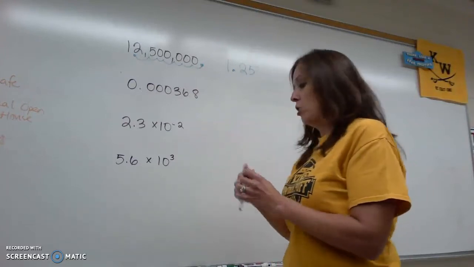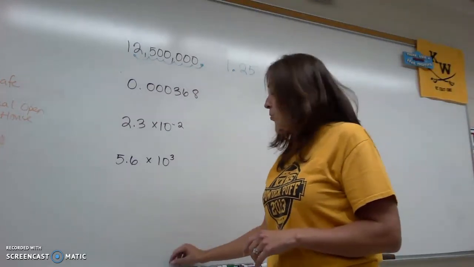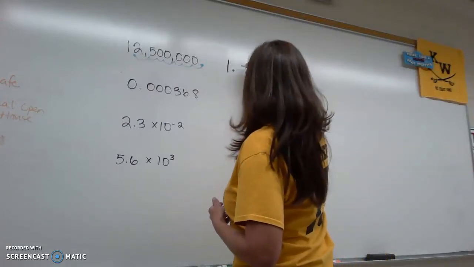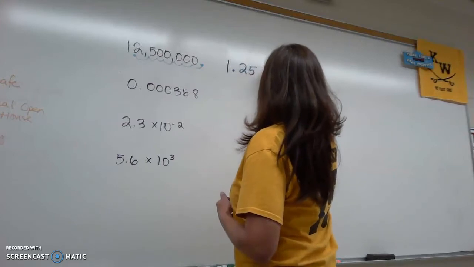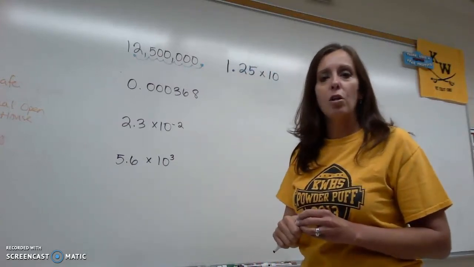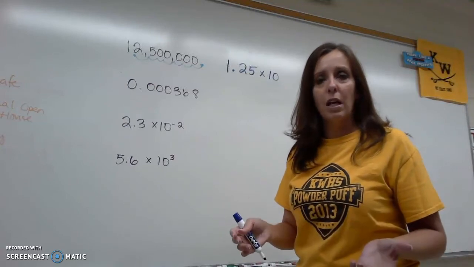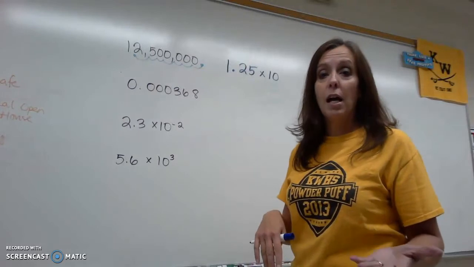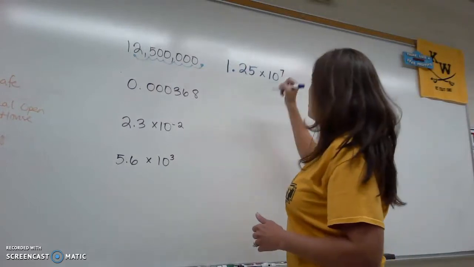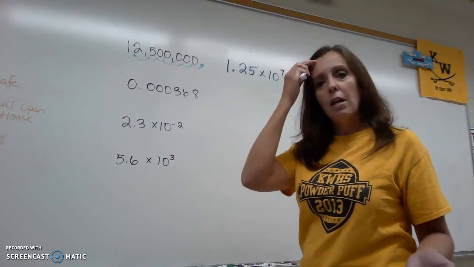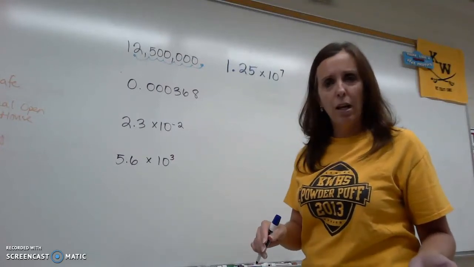The next thing I'm going to do is change my marker because this blue is not dark enough to see well. The next thing I'm going to do is put a times 10 after it. And the exponent that goes with that 10 is the number of times I move the decimal. So in this instance, I moved my decimal 7 times. So this is going to get an exponent of 7. Shazam, I'm done.